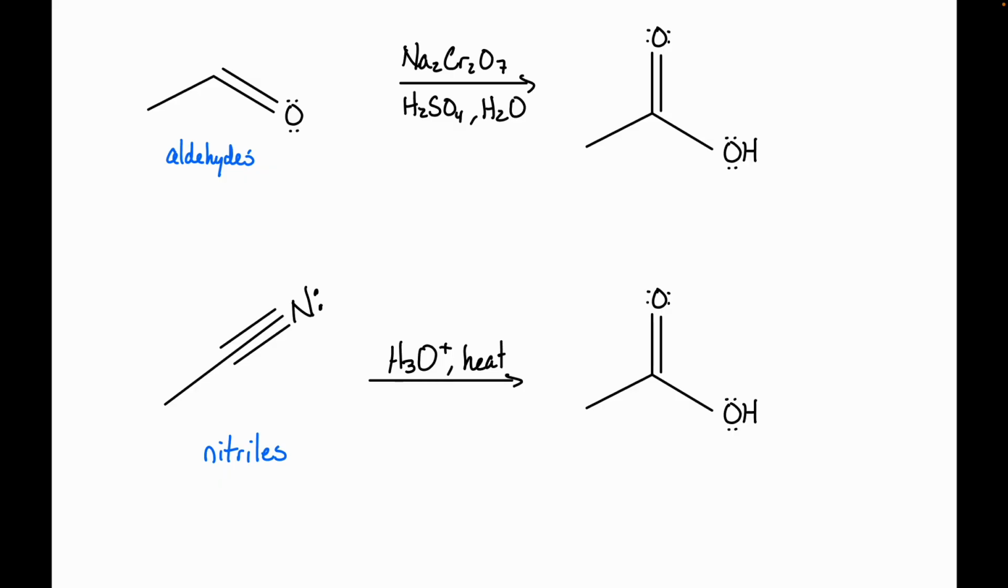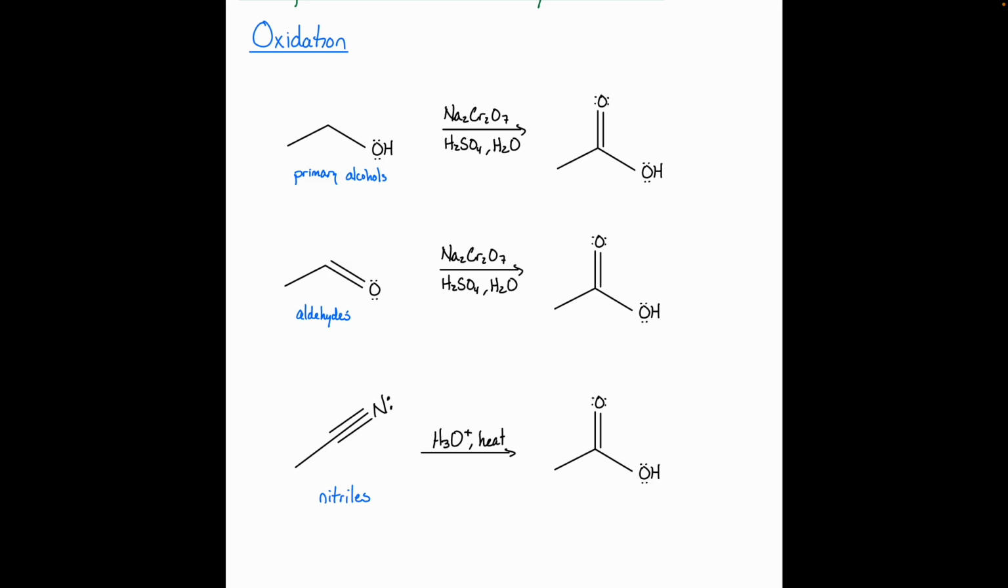Cool. So these we covered before, these oxidation reactions. We can convert a primary alcohol, an aldehyde, or even a nitrile into a carboxylic acid. All right, we're going to learn another way to do it. This is going to be using a familiar reagent here, a Grignard. Right, Grignards are those organometallic compounds, specifically that magnesium bromide in that compound.